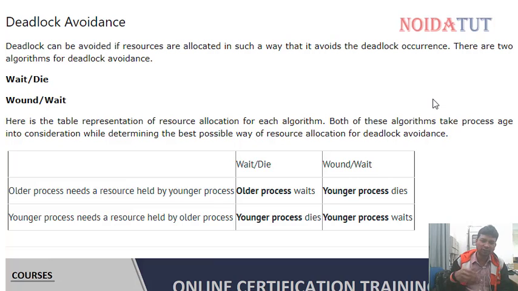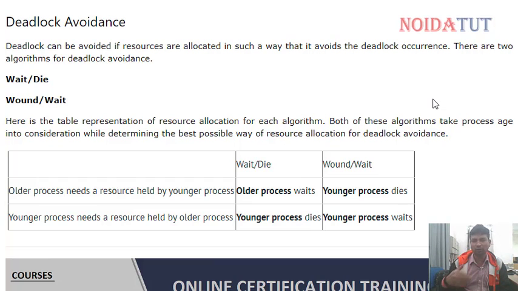Older process needs a resource held by the younger process. Now in wait-die, the older process waits, the younger process dies. Younger process needs a resource held by the older process. In this, the younger process dies, or in the other case we can say that the younger process waits.